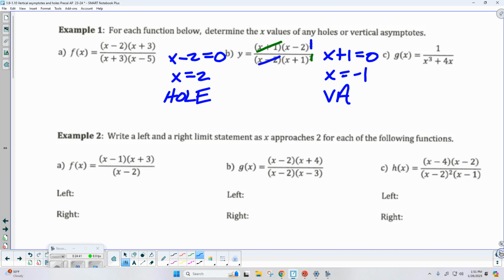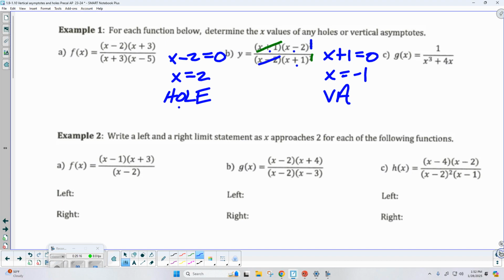Okay. Now, I do have one question. I thought that we had a hole when you cancel groups. So why is -1 not a hole? Remember, this is the one exception. See, I was able to cancel out a pair of group factors, but one of the factors was still left in the denominator. If that happens, it's not a hole, it's a vertical asymptote. But for the other one, the x minus 2's, when those canceled, that left a group up top. If it's left up top, that's a hole.